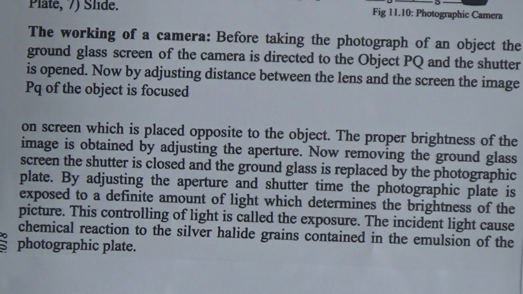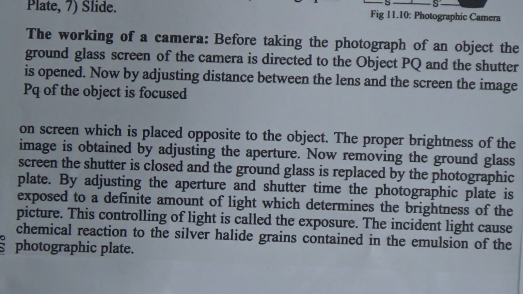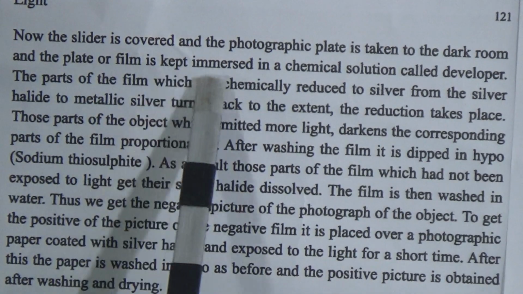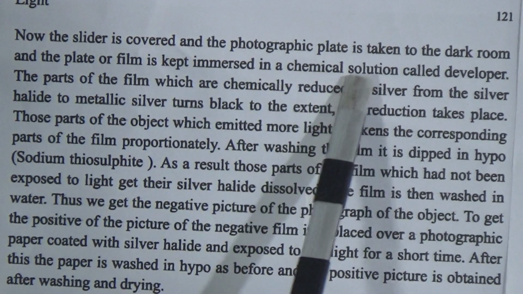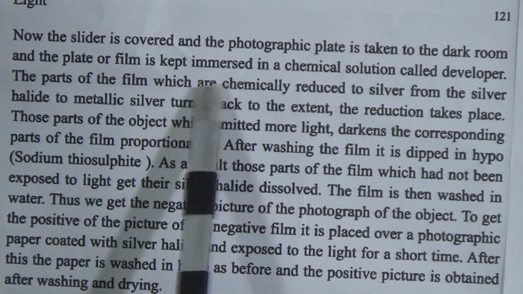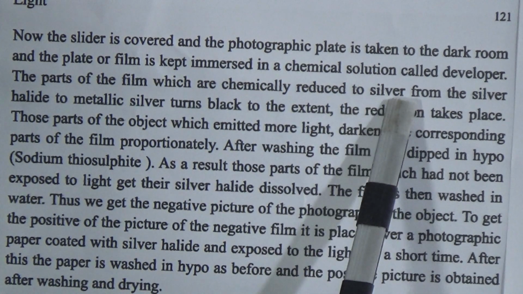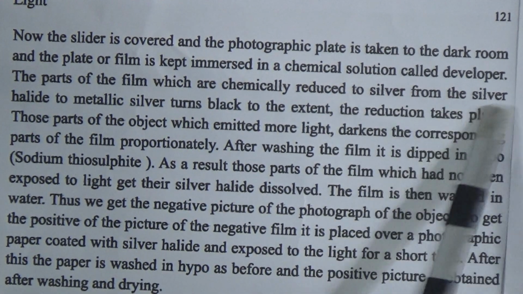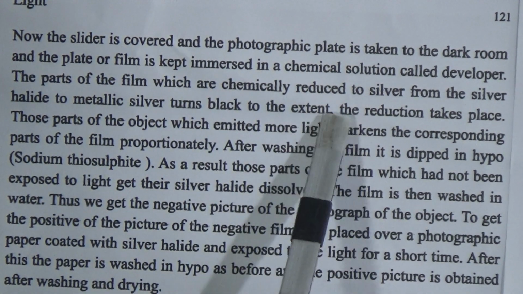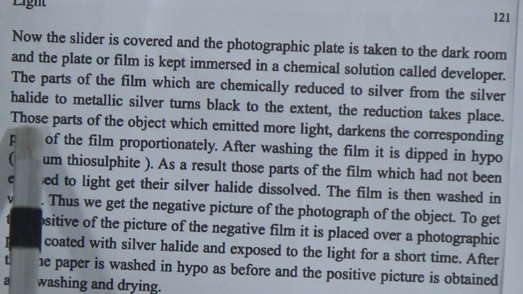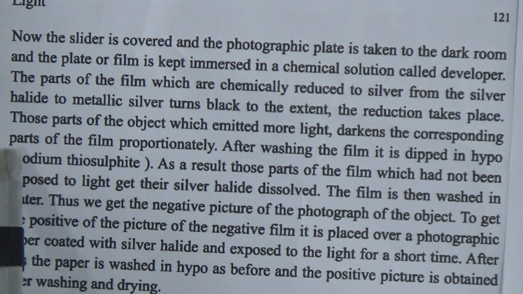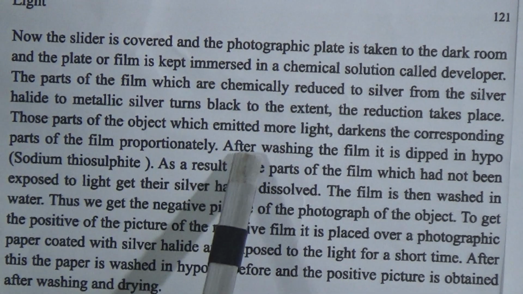Now the slide is covered and the photographic plate is taken to the dark room, and the plate or film is kept immersed in a chemical solution called developer. The parts of the film where silver halide is chemically reduced to metallic silver turn black. To the extent the reduction takes place, those parts of the object which emit more light produce proportionately more darkness in the corresponding part of the film.